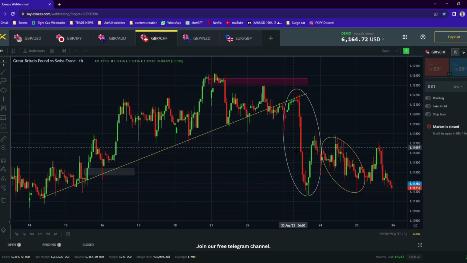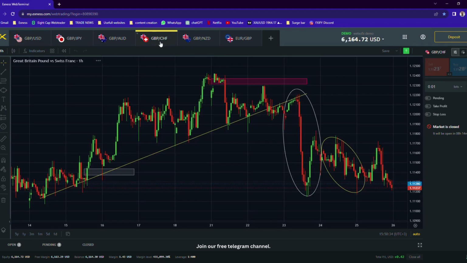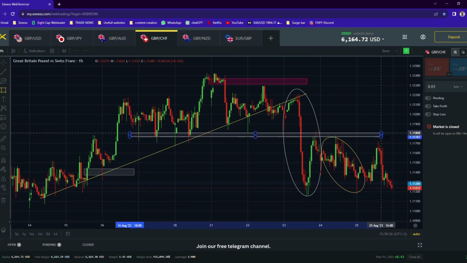So let's look at GBP Swiss francs. If you look at GBP USD and GBP Swiss francs, that correlation is in perfect sync. So you have a trend to the upward side, you have those equal highs, and then you have a break on the same day. Impulse move on 23rd, pullback, retest on the previous supports. Let's try to label the supports right here.